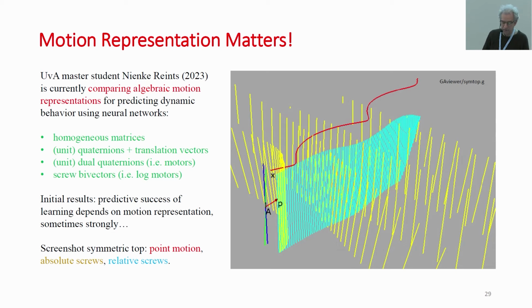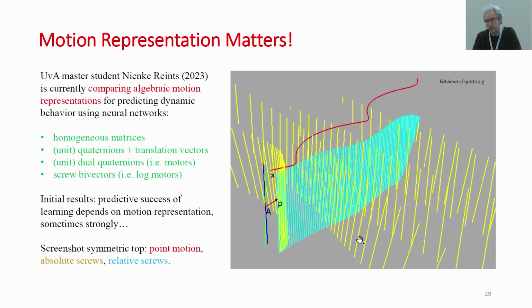Now there are different ways of talking about motions. We have homogeneous coordinate matrices. We can use quaternions for rotations and then translation vectors. We can use unit dual quaternions, which are more like the motors, or maybe we want to characterize them as these screw bivectors, which are only 6 components, whereas the motors are 8. Steven and I are supervising a UVA student who is going to use these different representations to learn motions from observations. And we are currently finding out which of these representations are most suitable for neural networks to actually learn the motions. And there are some subtleties here.